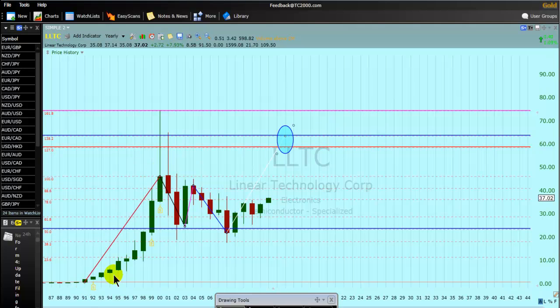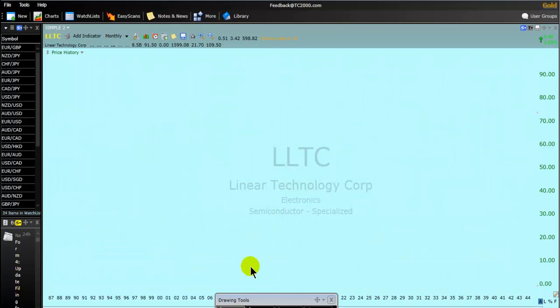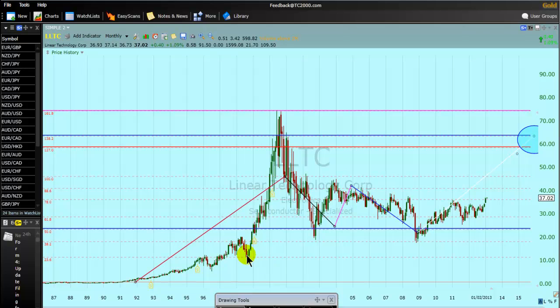According to the internal wave of the first wave here, which we have seen on the monthly chart, pay attention carefully, ladies and gentlemen, there is a high chance we may have a very extended third Elliott wave on the yearly chart for this stock. And a very tiny fourth wave followed by another fifth wave that could not exceed the high of the third wave.